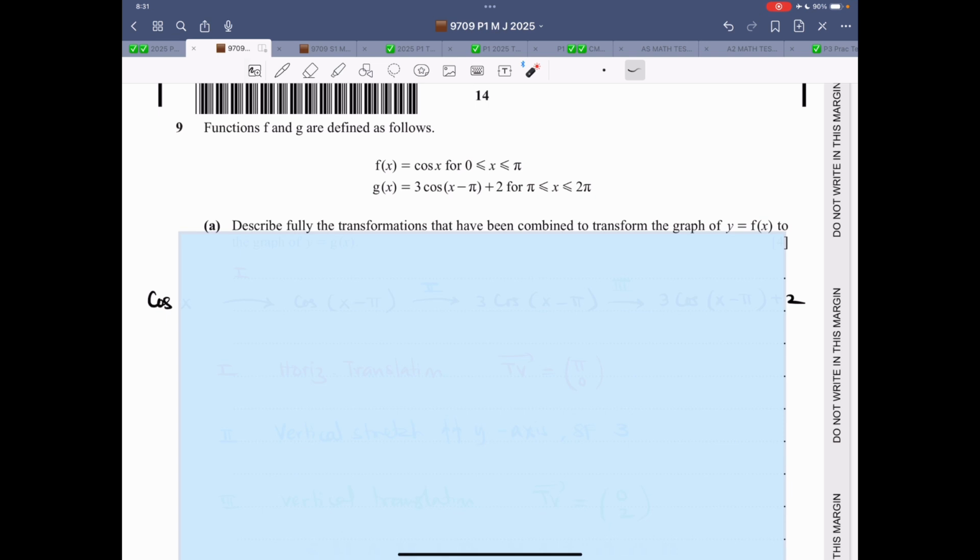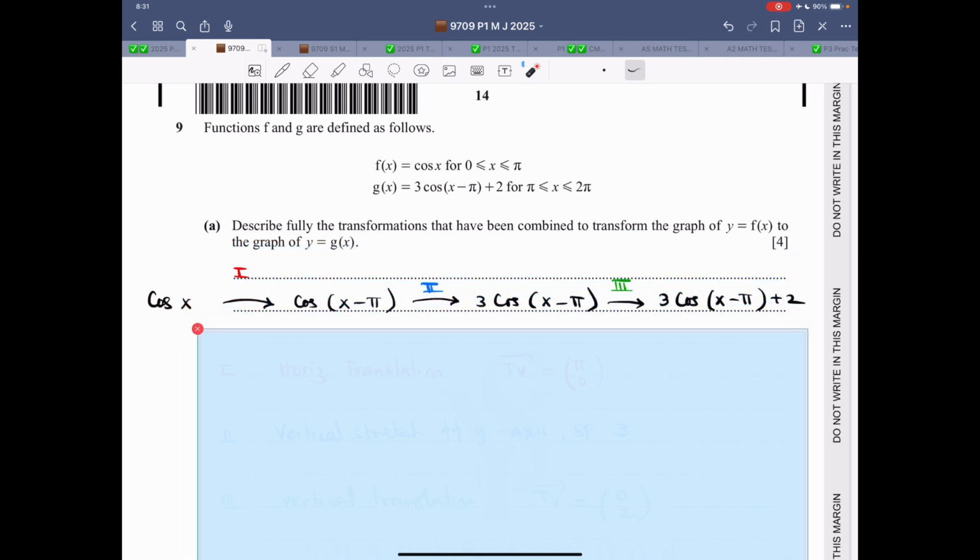Now, question number 9. It says f and g are defined as follows. f(x) is cosine x. g(x) is this expression. Describe fully the transformations that have been combined to transform the graph of f(x) to g(x). So what we are doing is this thing. We have cos x. Cos x is becoming cos(x minus pi). That's the first transformation. Then this thing is multiplied with 3. That is the second transformation. Then this 2 is added. That is the third transformation. So I break up the horizontal shift or translation separately, the vertical shift or translation separately, and naturally the stretch parallel to the y-axis is separate.